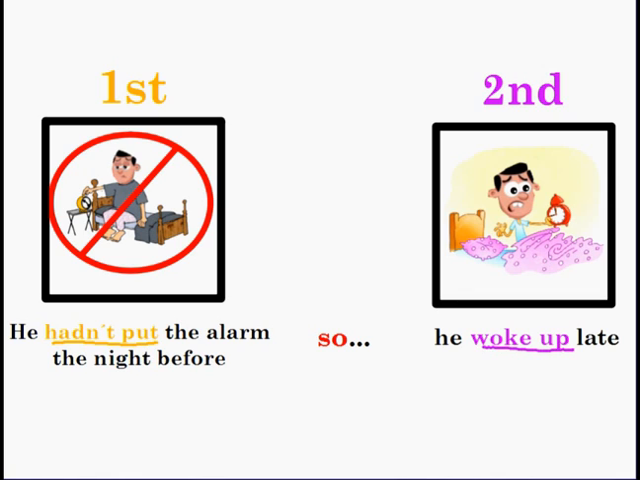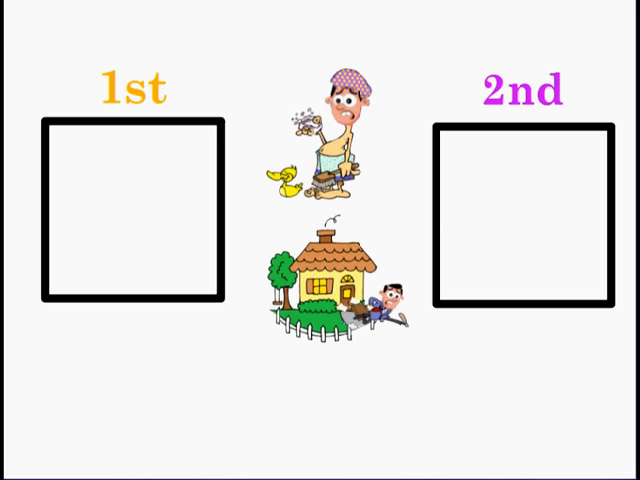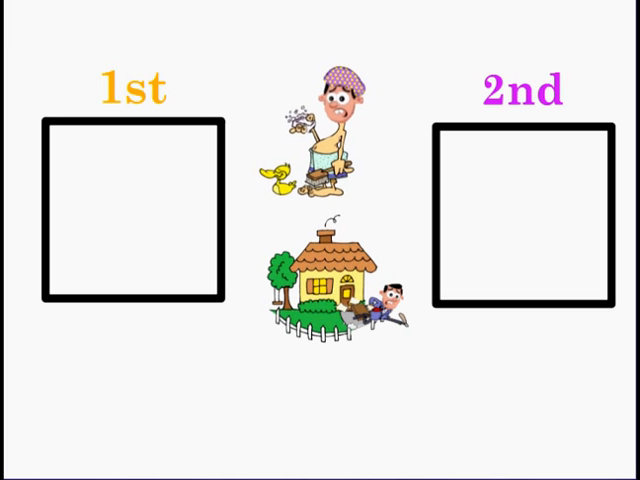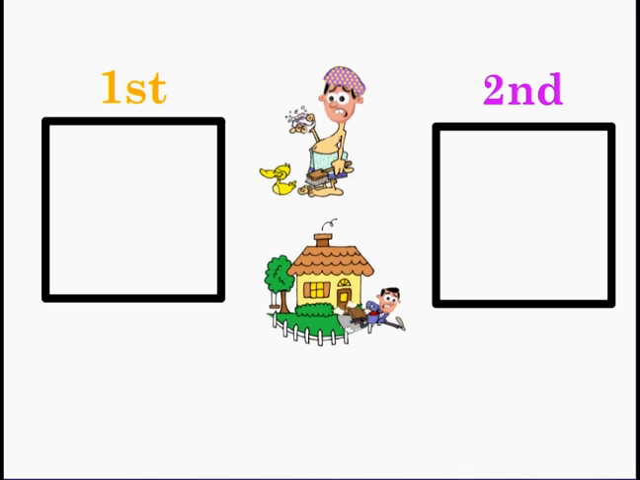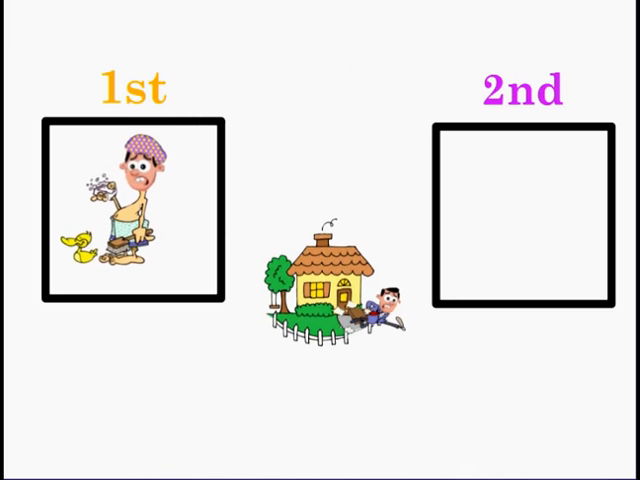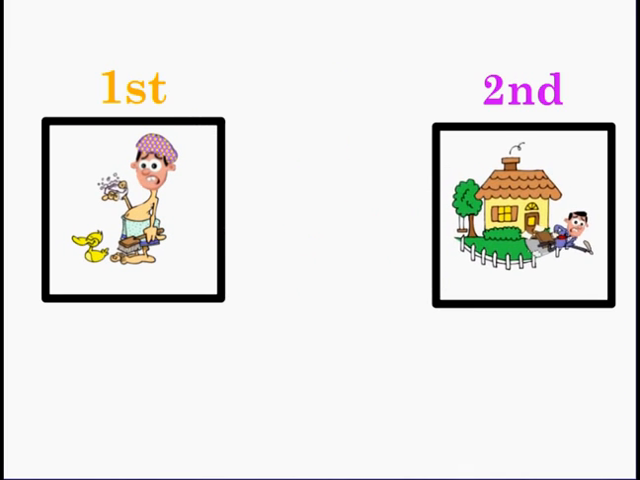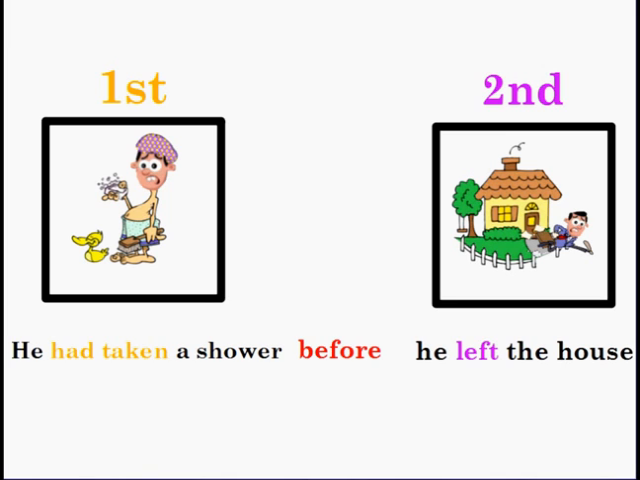Notice my second action is in the simple past. Okay? Again, let's look at a different example. So, what do you think happened first? He took a shower or he left the house? Well, obviously he probably took a shower before he left his house, right? But if I use my grammar in the past perfect to describe the situation, I'm going to say something like this. He had taken a shower before he left the house. So, again, my past perfect here indicates that's the first action that happened. And then the simple past indicates the second action that happens.